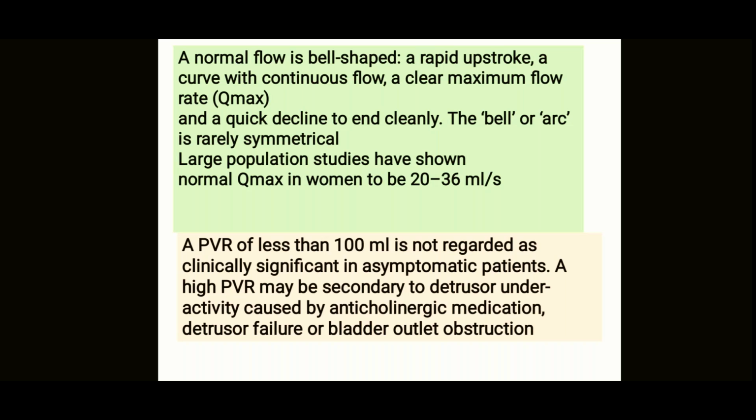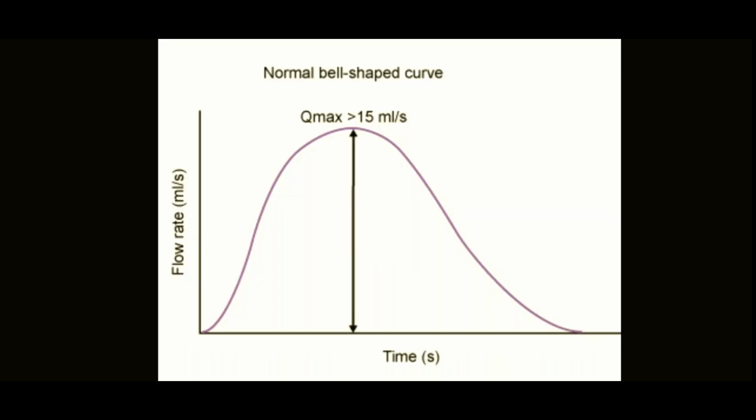Now this is taken from the TOG article, and they have said that the normal Qmax can be considered from 20 to 36 ml per second. A PVR, that is the post-void residual volume, of less than 100 ml is not regarded as clinically significant in asymptomatic patients. So we may take 100 ml also as normal in asymptomatic patients. A high PVR may be secondary to detrusor underactivity caused by anticholinergic medications, detrusor failure, or bladder outlet obstruction.